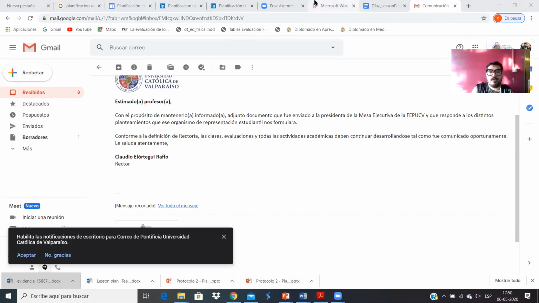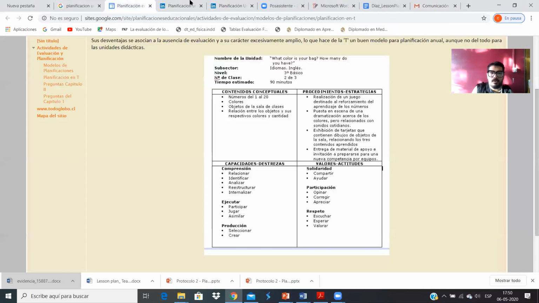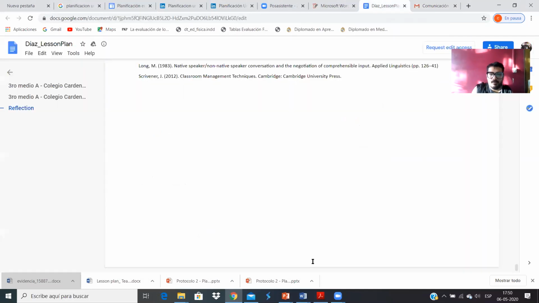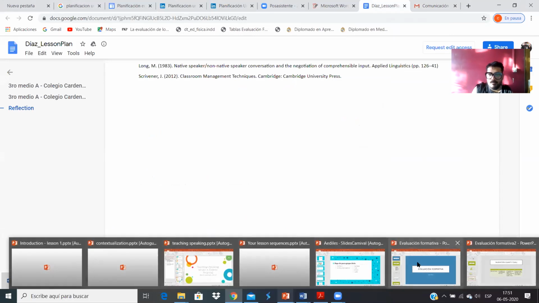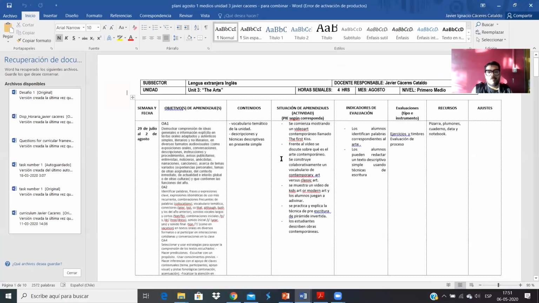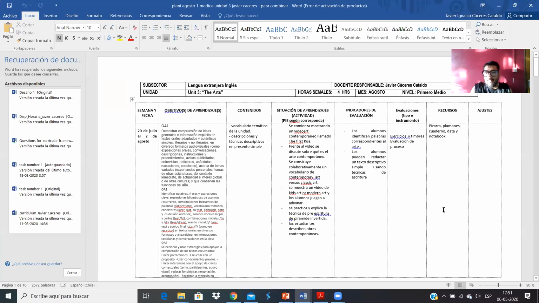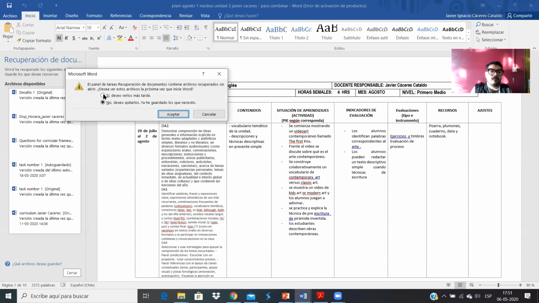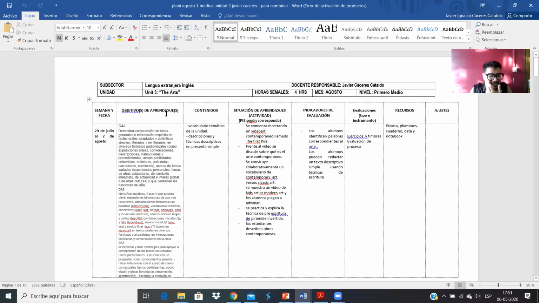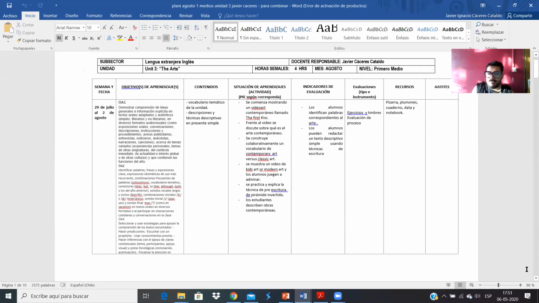I'm going to show you an example here. Where is it? Of a week per week evaluate. So this is it. This is not a lesson plan per class. This is a whole unit. And check what is different.